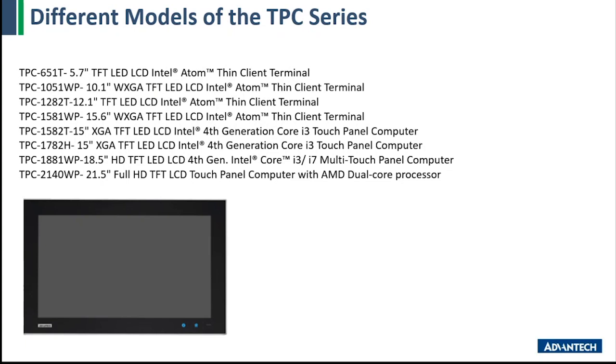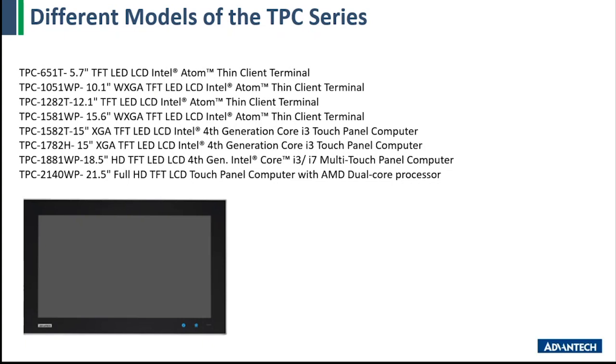Some of the TPC units can go up to 8 gigs of RAM, and the cool thing about it is that the motherboard SODIMM slot can be removed. So like some of the PPC-31 series, where it can increase to 8 or 16, you have the option to still increase these models over time.